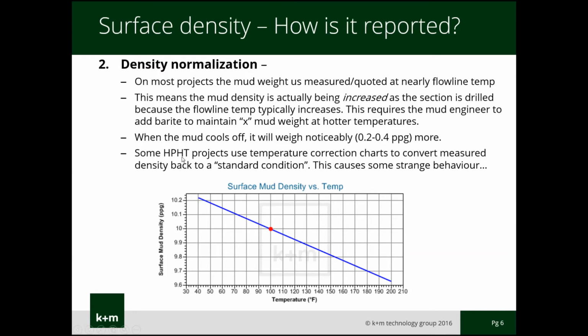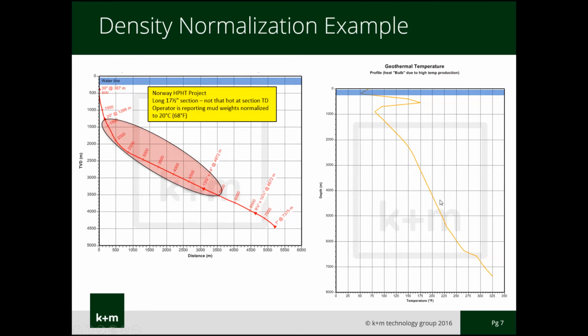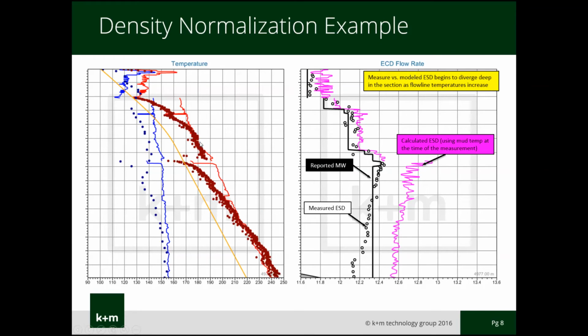Now, as I mentioned, some HPHT projects correct their measured mud density back to some common standard, which causes some really weird things to happen. So if you ever see this, and this is a great example from an HPHT project in Norway. They're drilling 17.5-inch hole. It's not terribly hot at TD. By the time they get to TD, it's 225 degrees Fahrenheit, so not super hot. But what they're doing is they're normalizing their measured mud weights back to 20 degrees Celsius, which is 68 degrees Fahrenheit. And we weren't aware of that when we were first drilling the well.